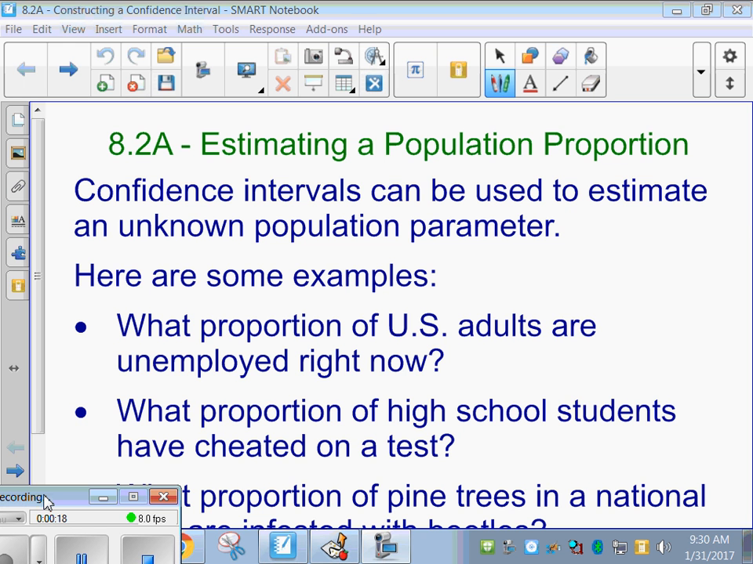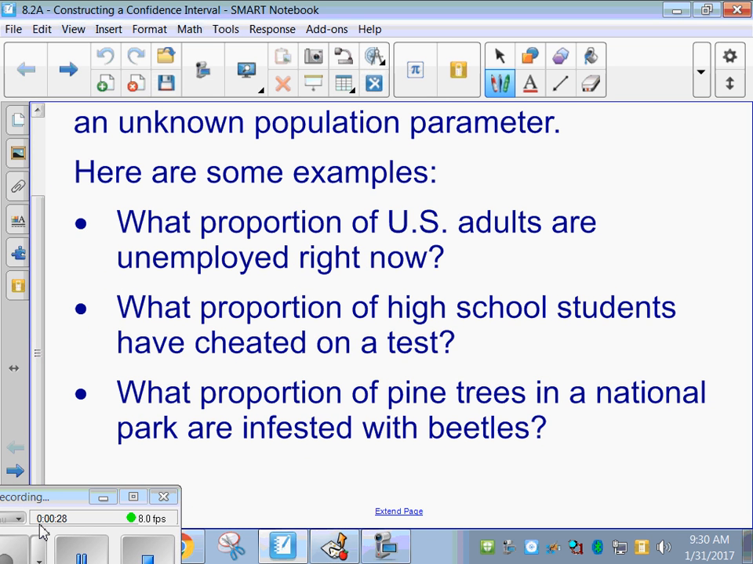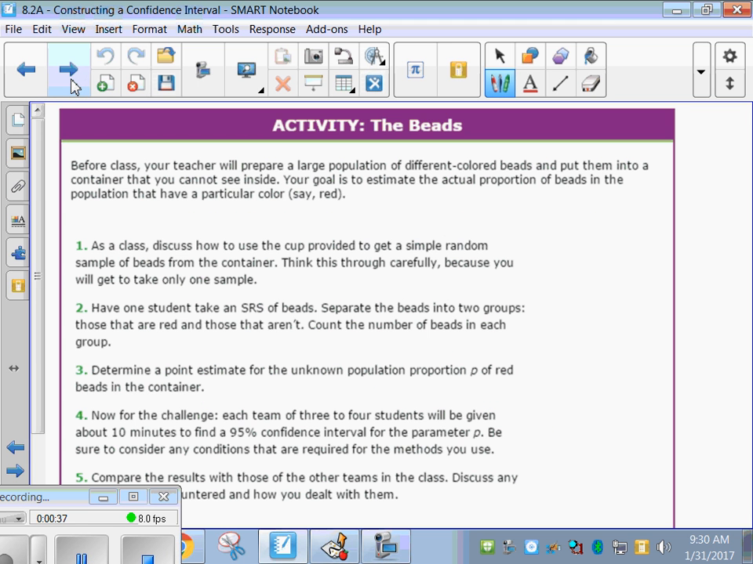Here are some examples. If we want to find an unknown population parameter, like what proportion of U.S. adults are unemployed right now, or what proportion of high school students have cheated on a test, or what proportion of pine trees in a national park are infested with beetles, we might need to know.